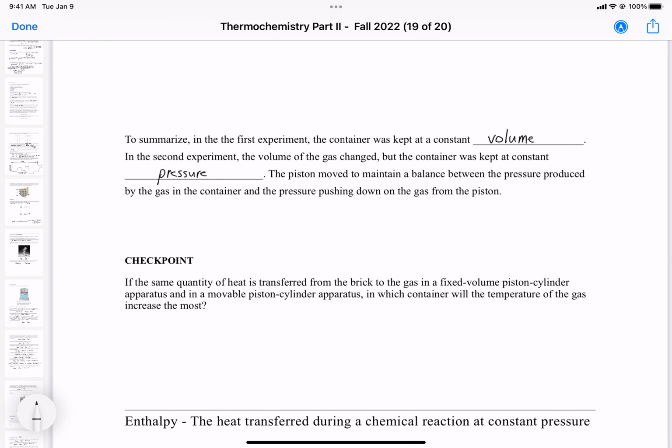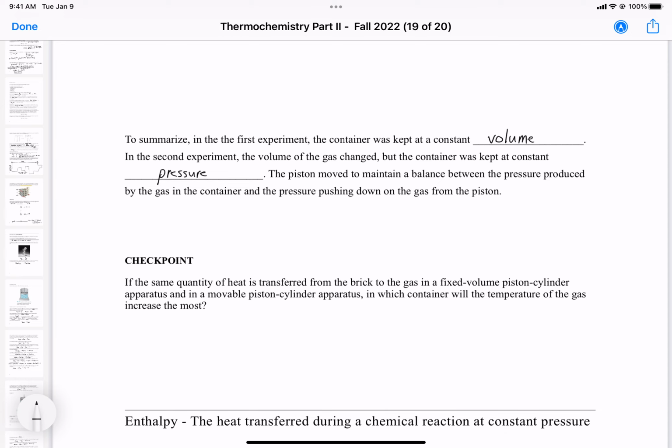So if the same quantity of heat is transferred from the brick to the gas in a fixed volume piston cylinder apparatus, and in a movable piston cylinder apparatus, so the two scenarios we just looked at, in which container will the temperature of the gas increase the most? So let's just write our two scenarios here.